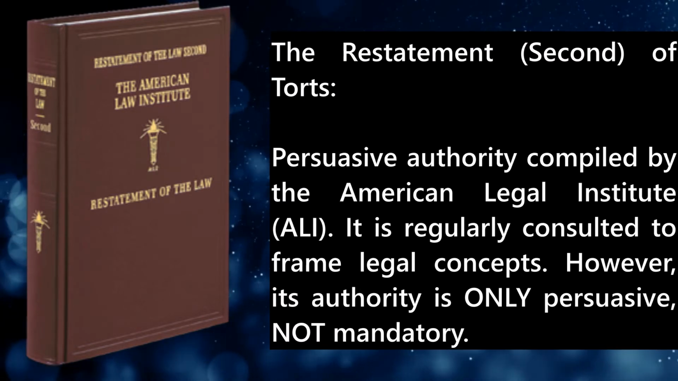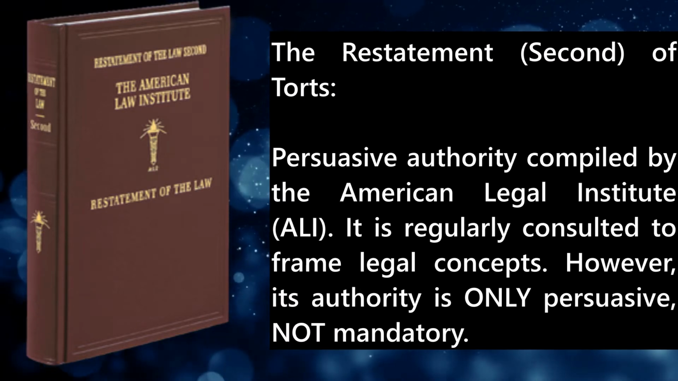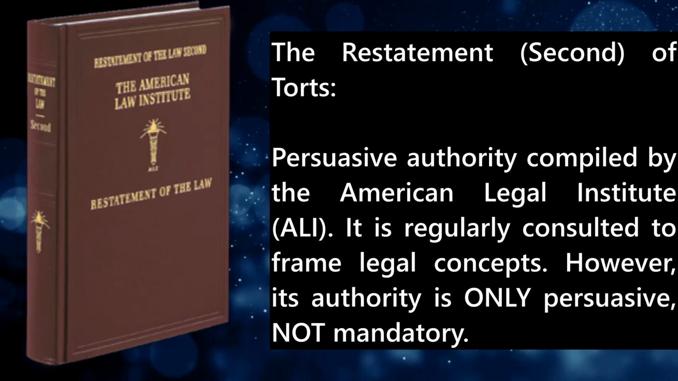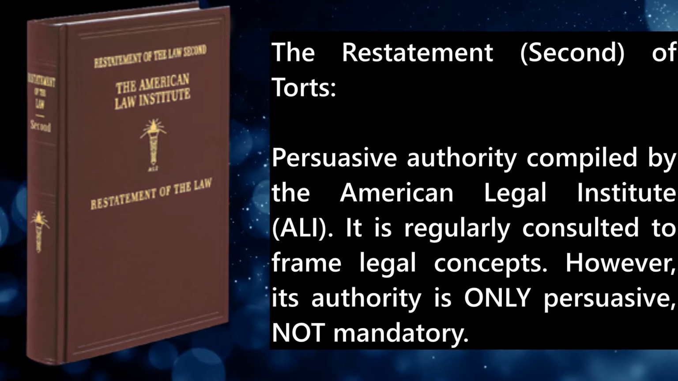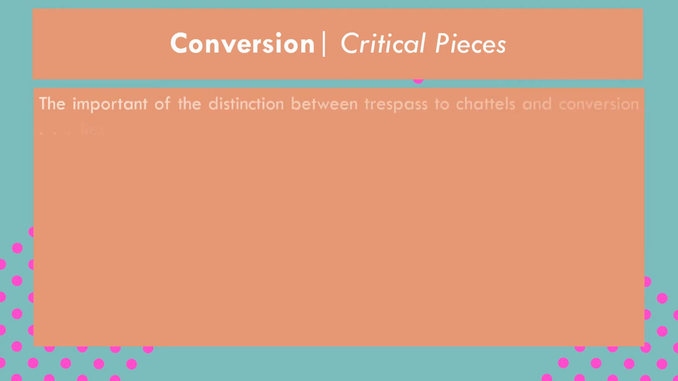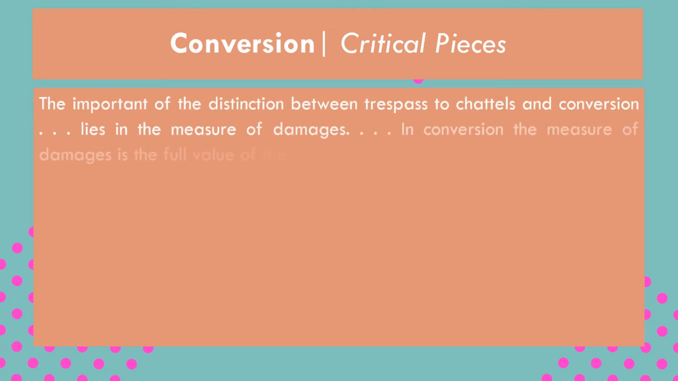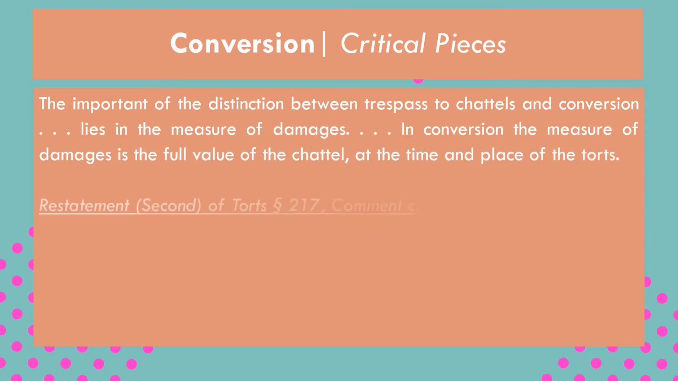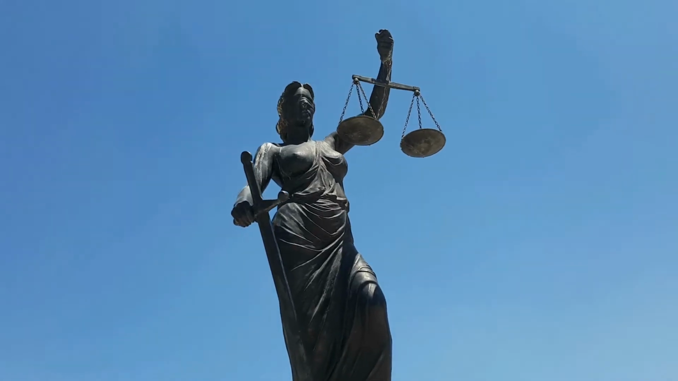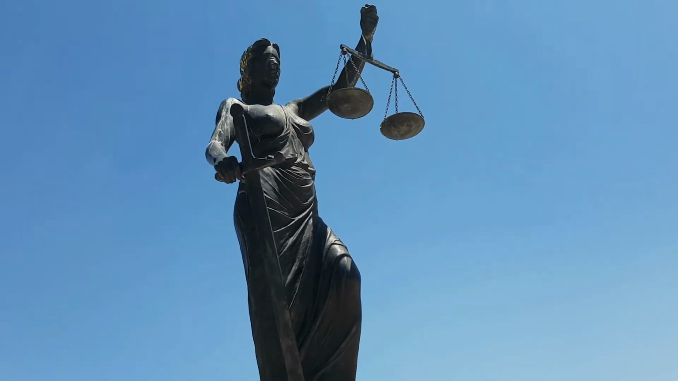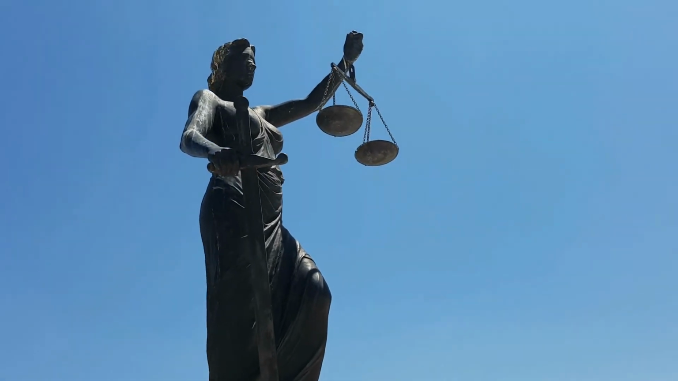Restatement Second of Torts, Section 222A, Comment C, gives some insight into this. It states that the importance of the distinction between trespass to chattels and conversion lies in the measure of damages. In conversion, the measure of damages is the full value of the chattel at the time and place of the tort's occurrence. And with that, let's take a look at an example to round out our understanding of this tort.